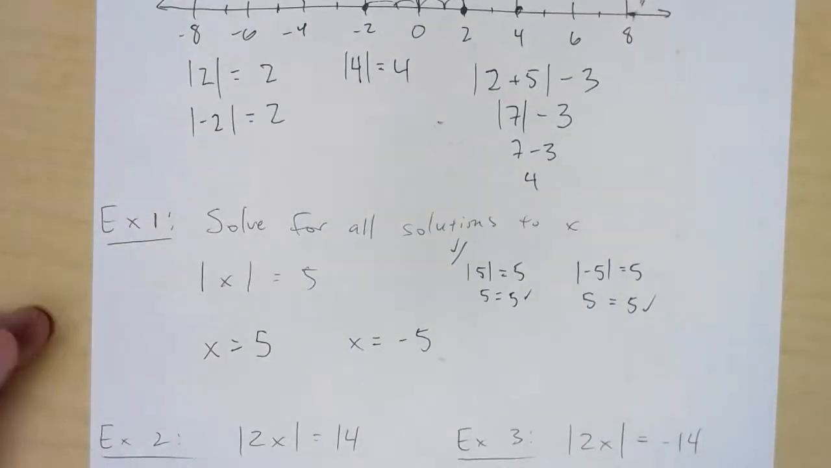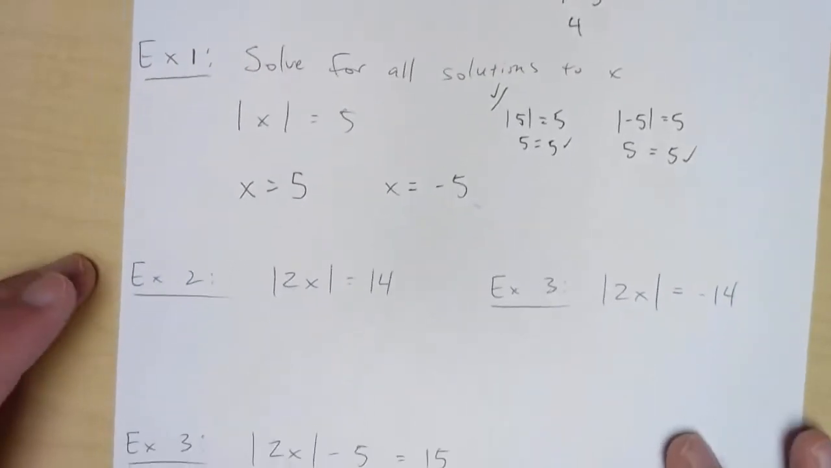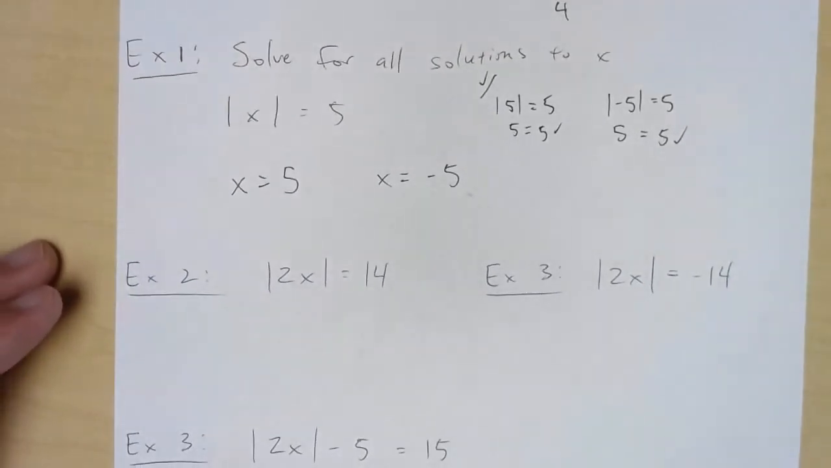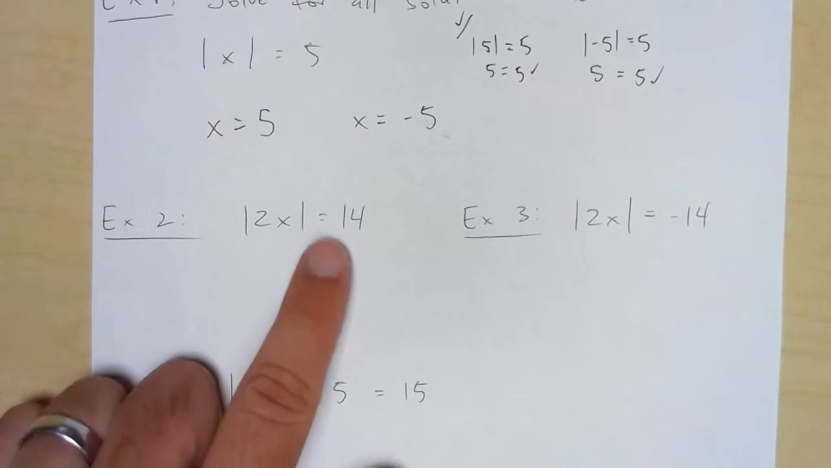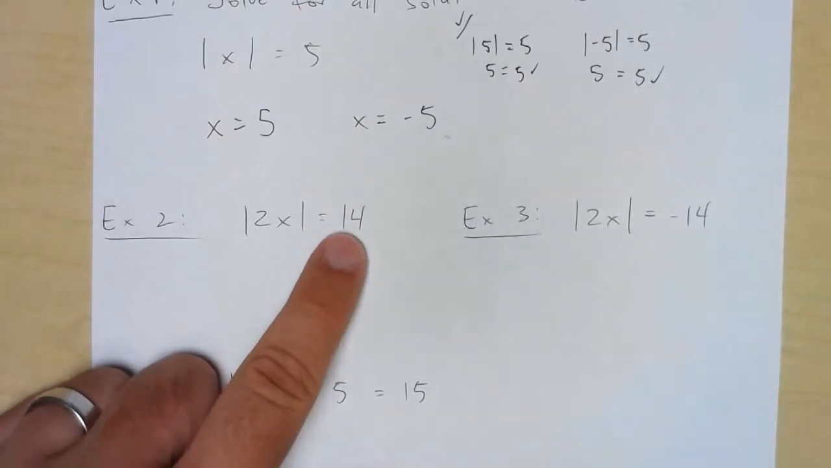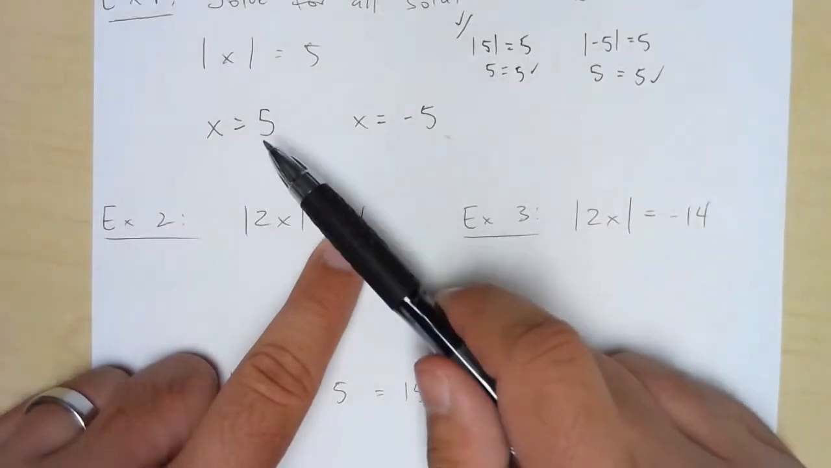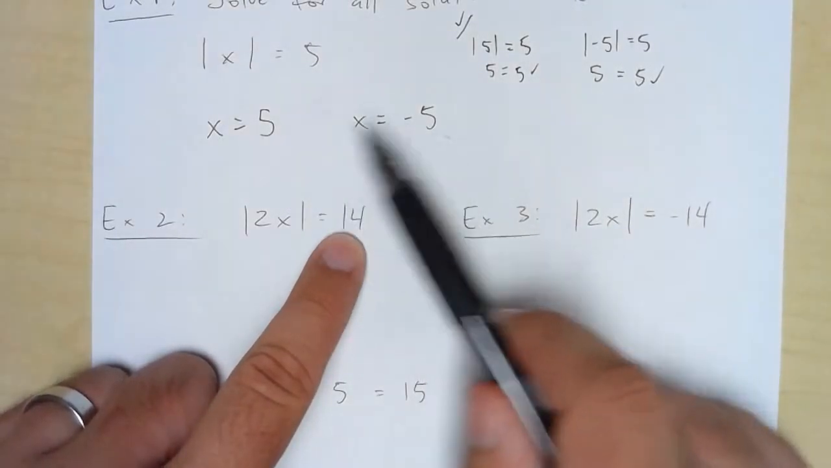So that one's not a big deal, but let's look at something like example 2, where we have something other than an x on the inside of the parentheses. So let's multiply by 2, so we've got absolute value of 2x equals 14. So we're looking for something, and probably multiple somethings, like the last one, that are 14 units away from 0. So that's both +14 and -14, because both of those are 14 units away.